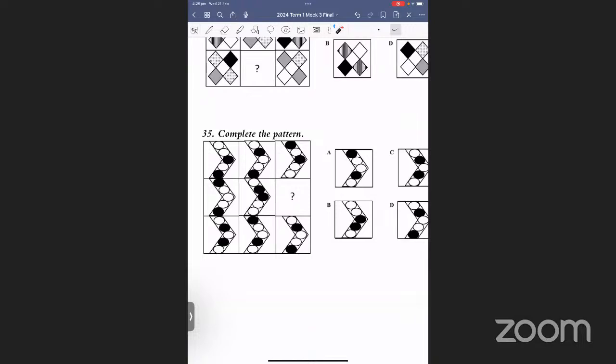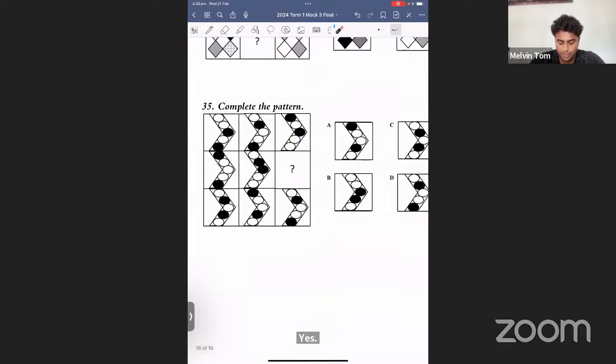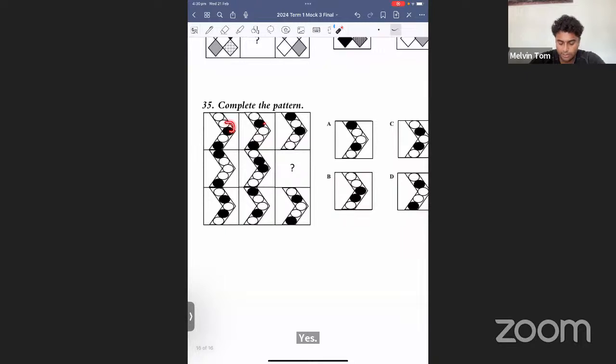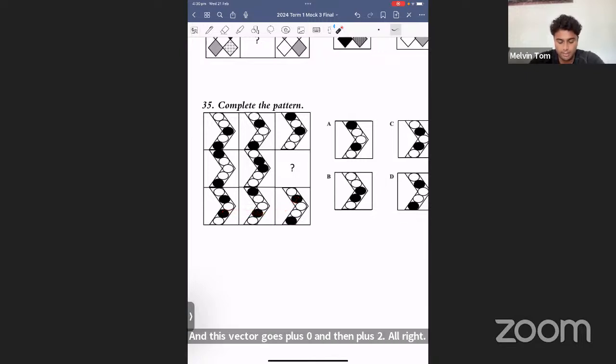Yes. All right, so let's take a look. Going across, let's see if there's a pattern going across, then we'll go down. Going across, we see that this black dot is going +1, and it goes +1 up here. The other black dot goes +0, and then +2. Okay, interesting. Is that consistent later down the line as well? This black dot goes +1, and it goes +1 there. And this black dot goes +0, and then +2. All right. Seems like a very strange pattern, but if it works, I guess.